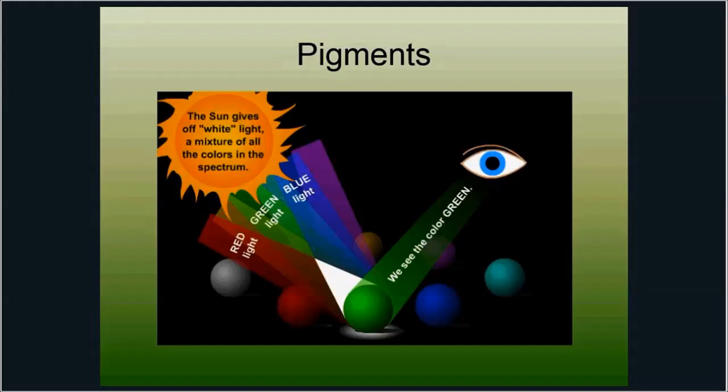The sun gives off white light, which is a mixture of all of the colors on the spectrum, and the one that is not absorbed is what we see, and for plants that is the color green.